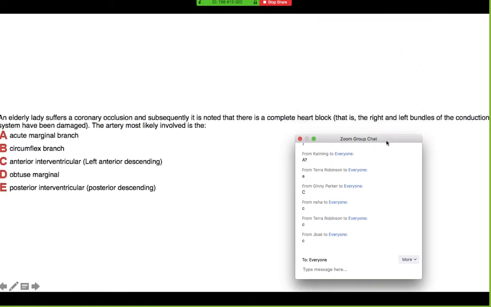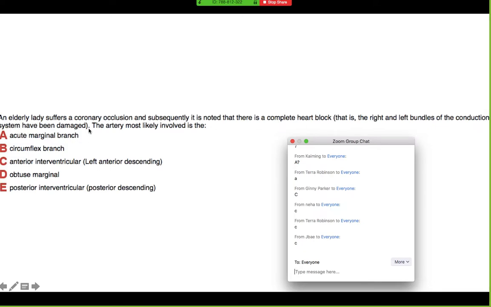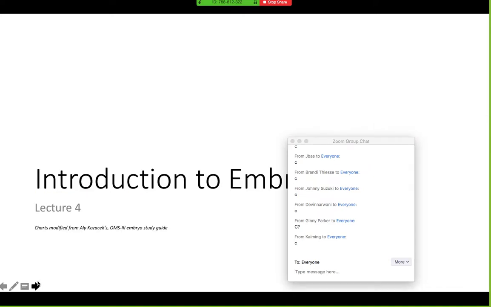Okay, another question. An elderly lady suffers a coronary occlusion and subsequently is noted to have complete heart block. That means the right and left bundle branches of the conduction system have been damaged. The artery most likely involved is the... right, so anterior interventricular.